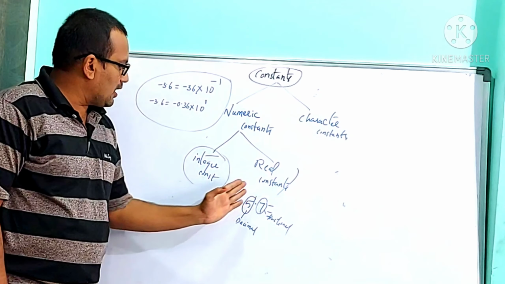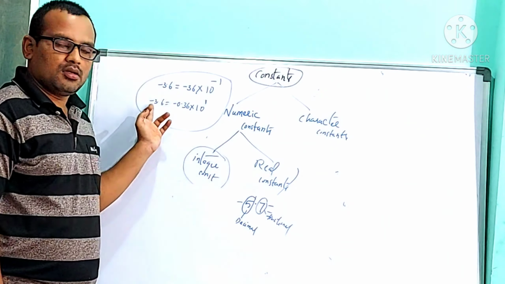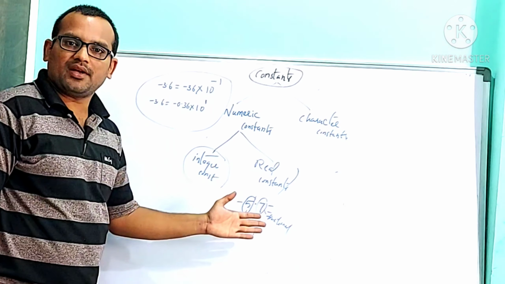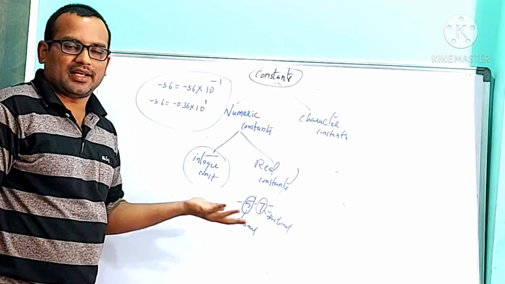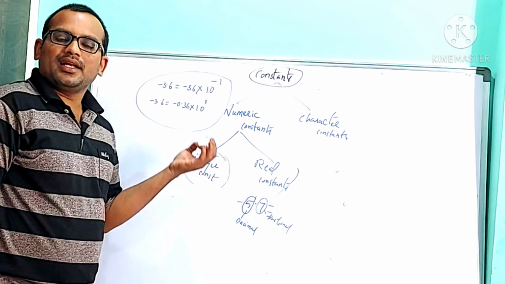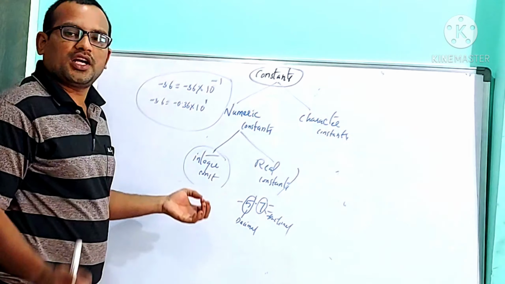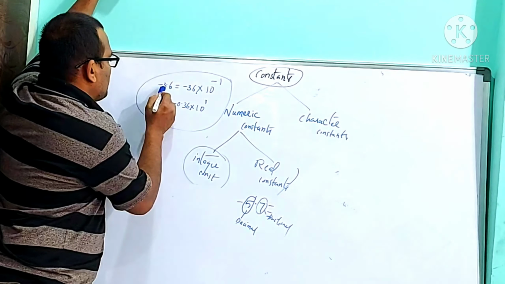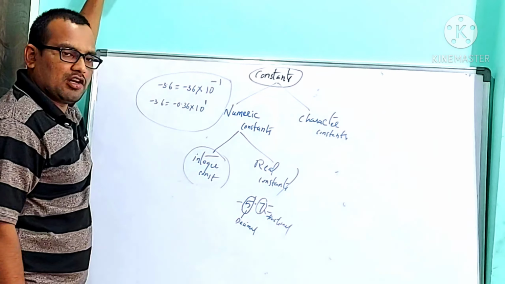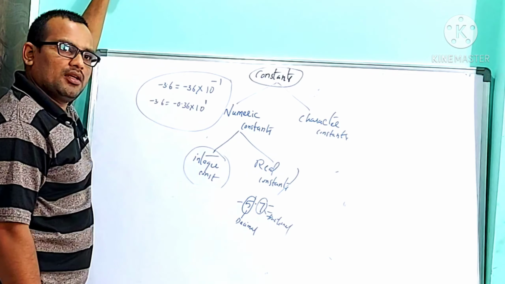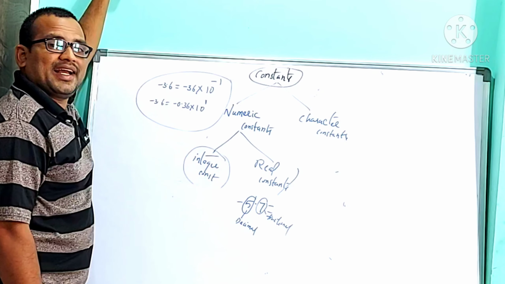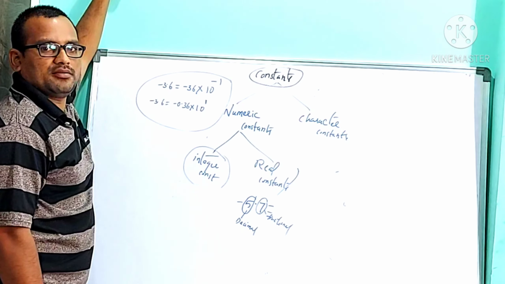So real constants are the real numbers like plus 3.7, minus 19.26, like that. Real constants are the real numbers which contain two parts. First one is the decimal part and second one is the fractional part. Generally real constants are represented in exponential notation.